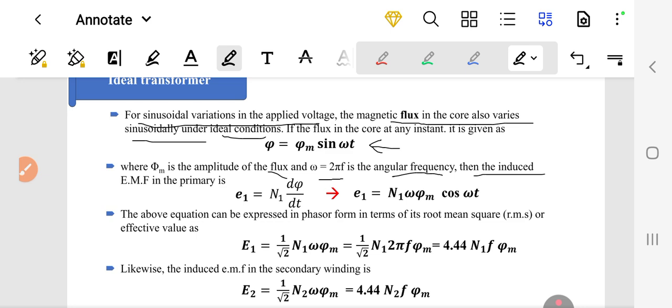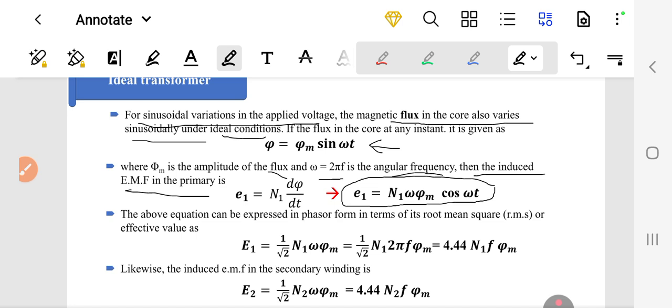Then the induced EMF in the primary will be equal to E1 equals N1 d phi by dt. We take the equation of phi and differentiate it with respect to time. We obtain E1 equals N1 omega phi maximum cosine omega t. The differentiation of sine gives cosine omega t times the derivative of the angle, which is omega.